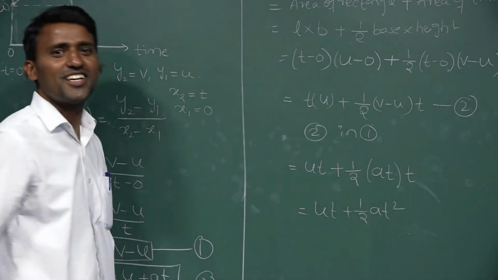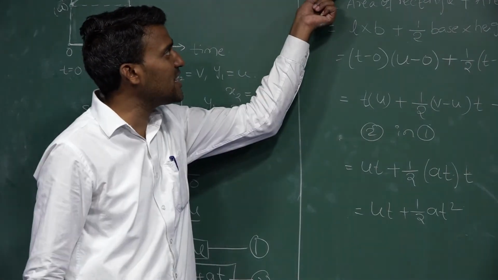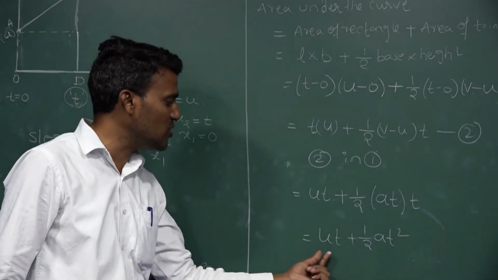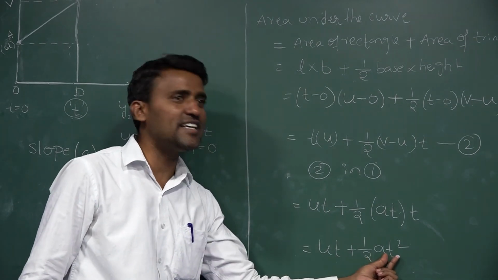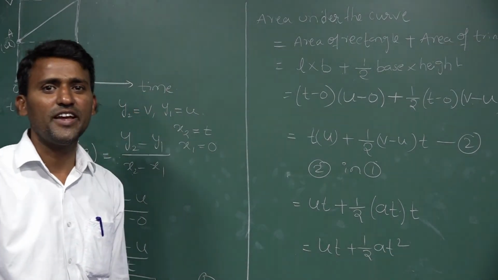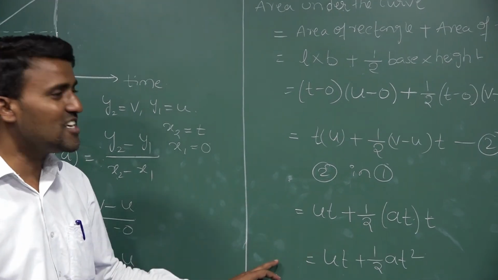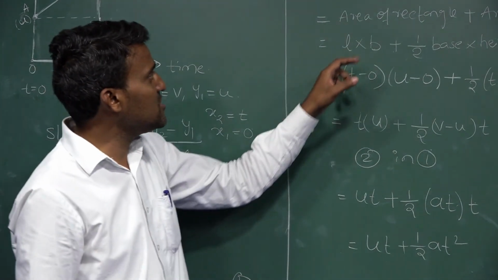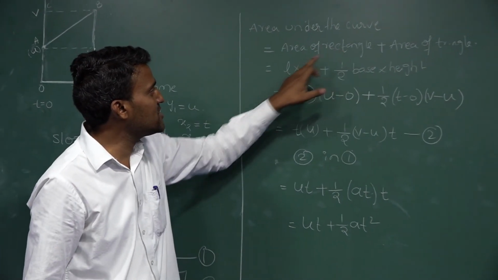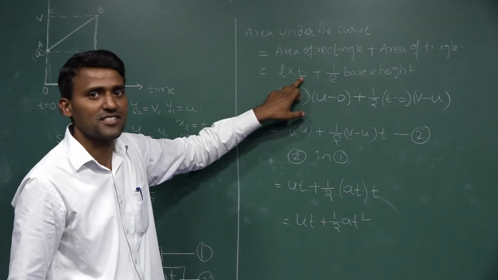But what about the resultant? We have given the area under the curve as ut plus half at square. But the resultant means, in this situation, the area of the triangle is y-axis into x-axis.